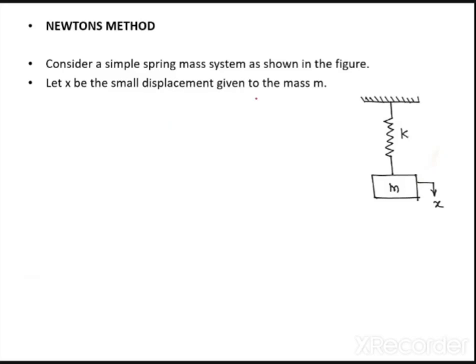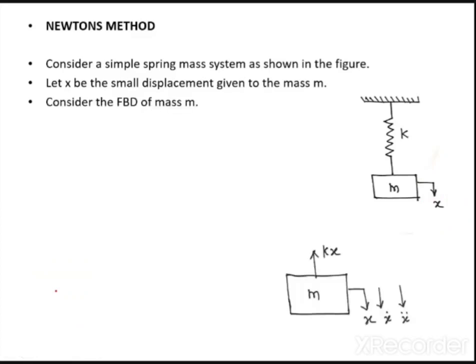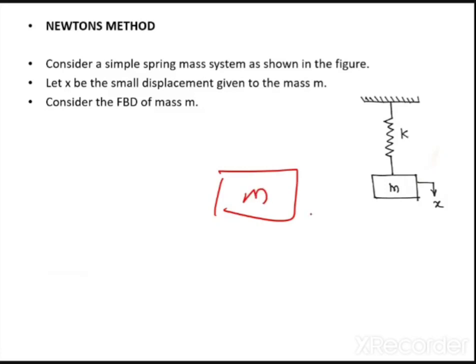So consider a simple spring mass system. Let x be the small displacement given to the mass m. Now consider the FBD of mass m. First of all, how will you draw the FBD of the mass? Let us say this is m, with x dot and x double dot. And what is the spring force? k into x. Don't consider x plus delta because it is obviously neglected.